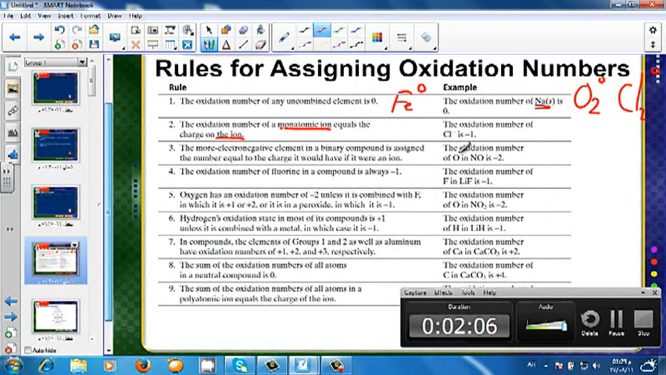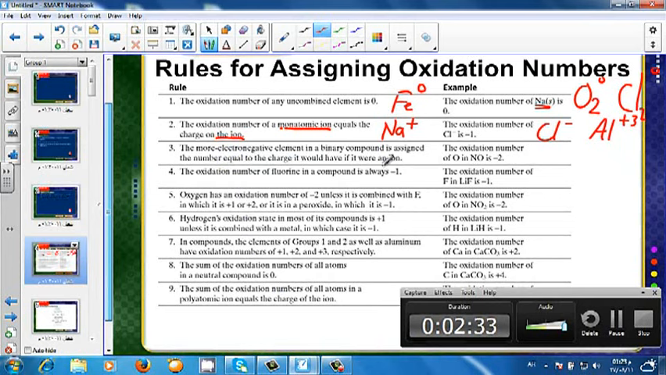Like for example, Cl⁻, its oxidation number is -1. So if I have a neutral atom, the oxidation number will be 0. If I have an ion, the oxidation number equals the charge of this ion. Like Na⁺, the oxidation number will be +1. Cl⁻ will be -1. Aluminum ion will be +3, and so on.